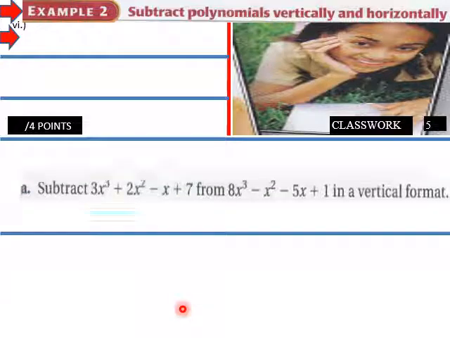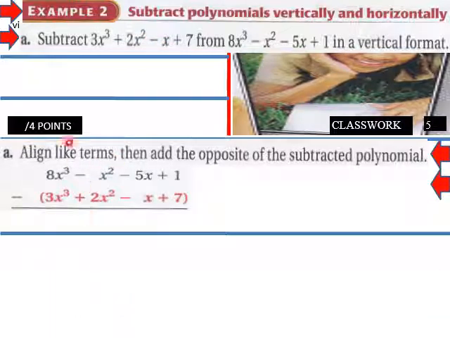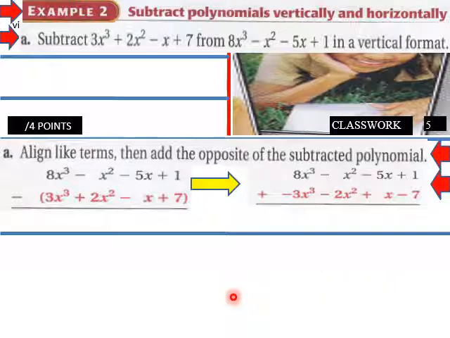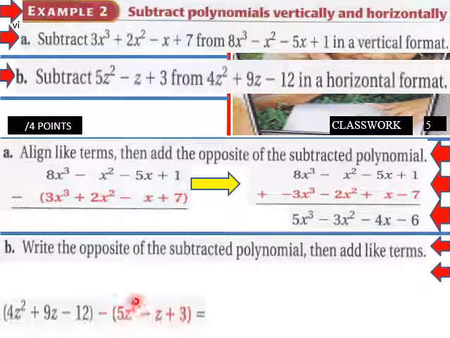Okay, example 2, part 1, subtract this from that in a vertical format. Align like terms, like this here. So we're going to stick this underneath there with the same degree term underneath the one on top there. And then when we do our addition, we get this here, this polynomial here.